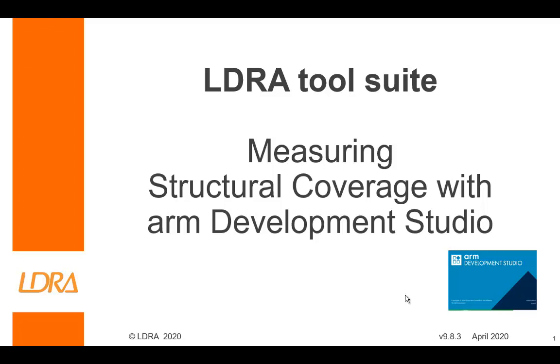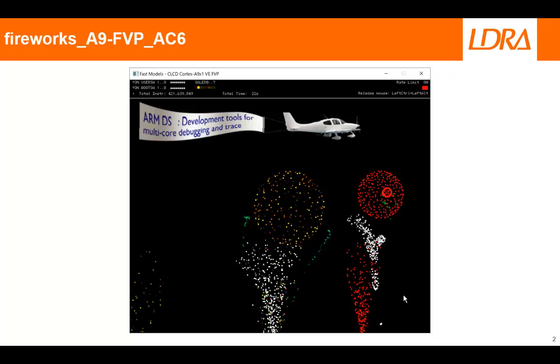Hello. This video is going to show how we can measure structural coverage using the LDRA tool suite and also the ARM Development Studio. Now, inside ARM Development Studio, I've opened one of the example projects that ARM provide, and this is the fireworks example for Cortex A9 running on the simulator and using the ARM compiler 6. And as you can see, it uses this graphical interface, and I want to find out, as this program executes, how much coverage do we actually obtain.